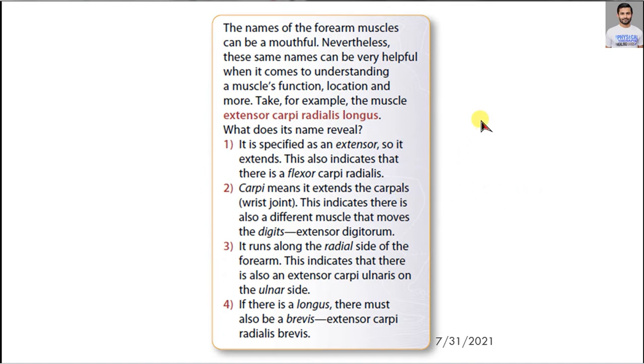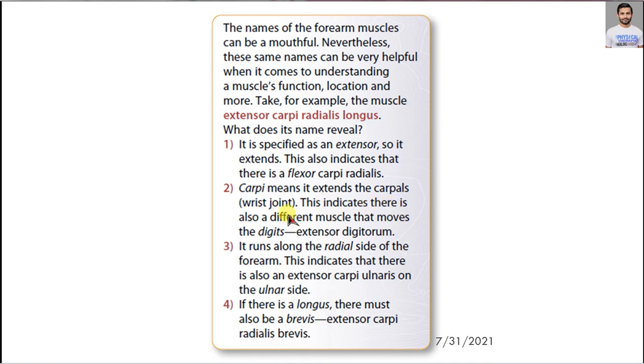The names of the forearm muscles can be a mouthful. Nevertheless, the names can be very helpful when it comes to understanding a muscle's function, location, and more. For example, I mentioned earlier extensor carpi radialis longus. What does it reveal? It reveals that it is an extensor, so it extends. This also indicates that there is a flexor carpi radialis. Carpi means it acts on the carpal bones, or the wrist joint.